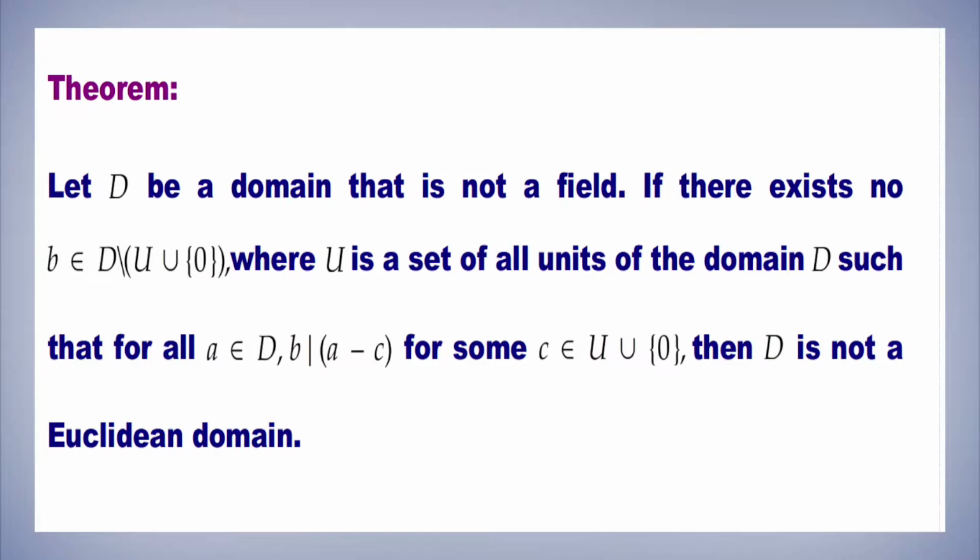Theorem: let D be a domain that is not a field. If there exists no B belonging to D set minus U union singleton 0, where U is the set of all units of the domain D, such that for all A belonging to D, B divides A minus C for some C belonging to U union singleton 0, then D is not a Euclidean domain.